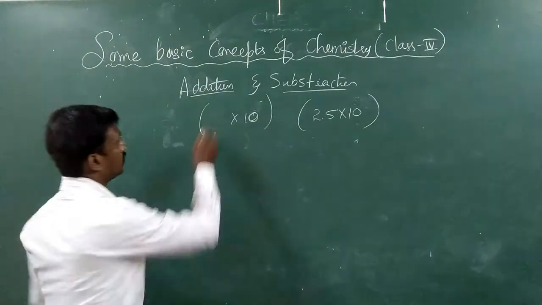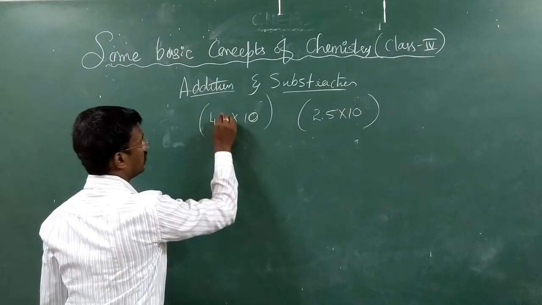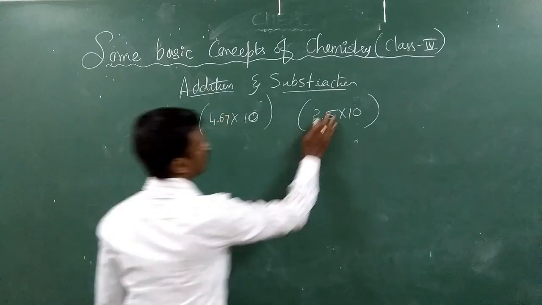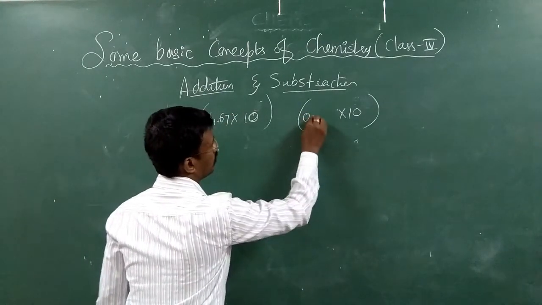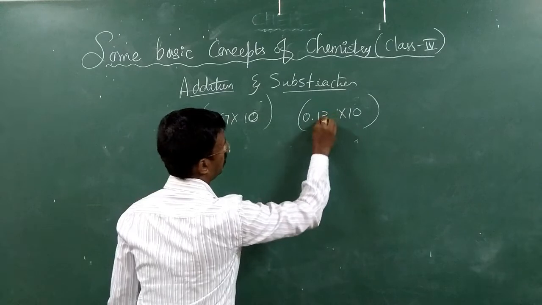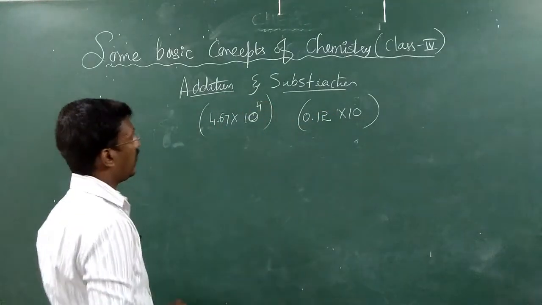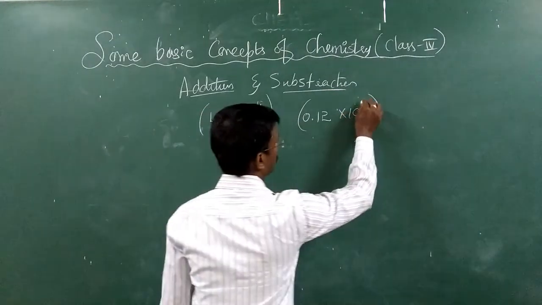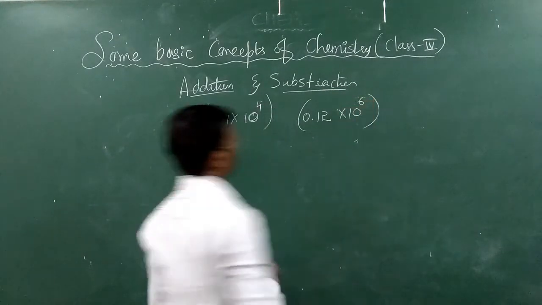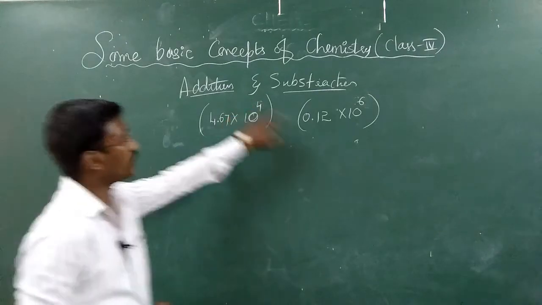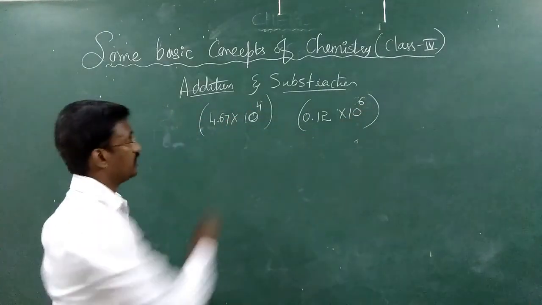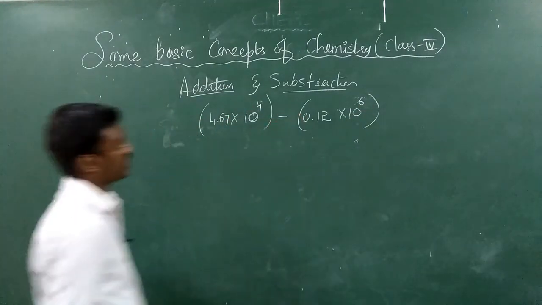Can you see 4.67 and it is 0.12. I am taking this as 10 raised to 4 and this as 10 raised to 6. Can you see that 10 raised to 4 and 10 raised to 6 are not the same? So we will do the subtraction.